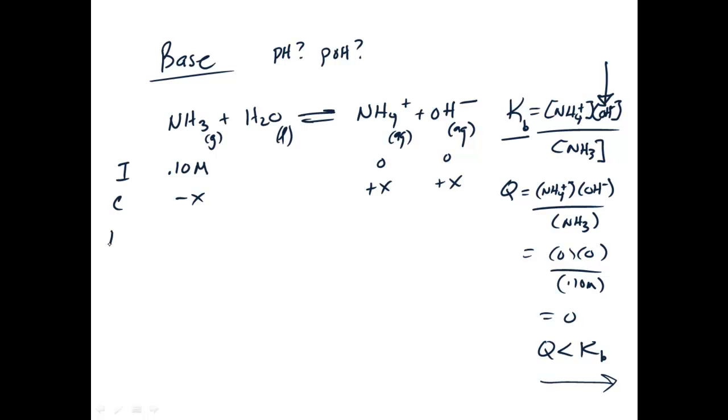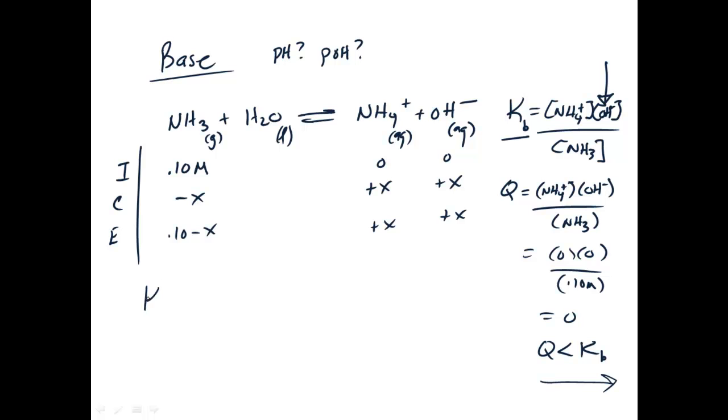So at equilibrium, that's why we call this an ice table. At equilibrium, this is going to be 0.10 minus X. This is going to be plus X, and this is going to be plus X. We don't really care about the water because we assume that concentration is constant through the course of the reaction.